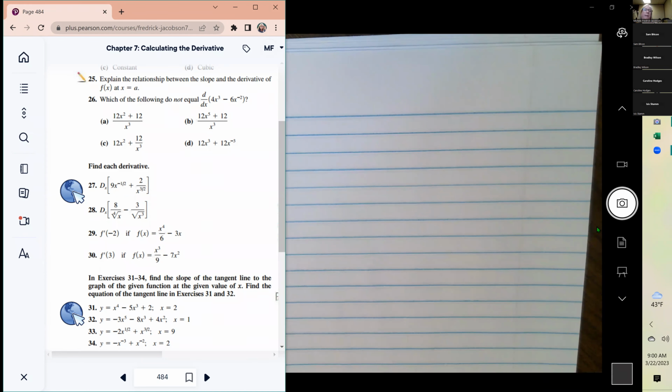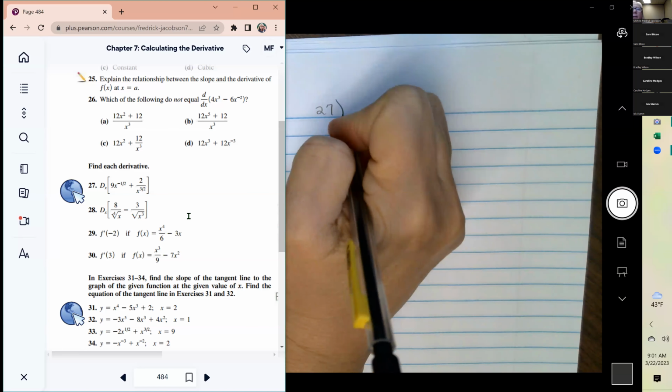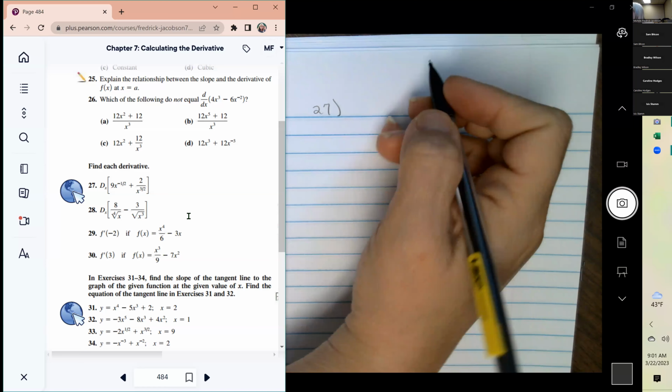We were on 27. So 27 is just another way of saying derivative. So I just wanted you to see that one. So you're just taking the derivative.